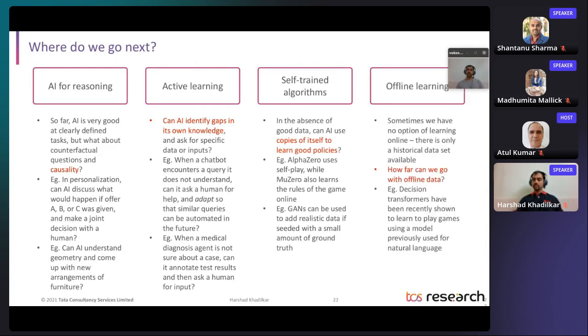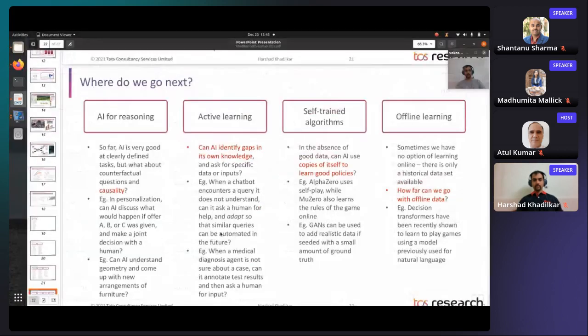And of course, what can we do with offline collected data in cases where we don't have access to simulation algorithms? So the future of AI, in my opinion, is going to be along these 4 directions. Thank you for your time.